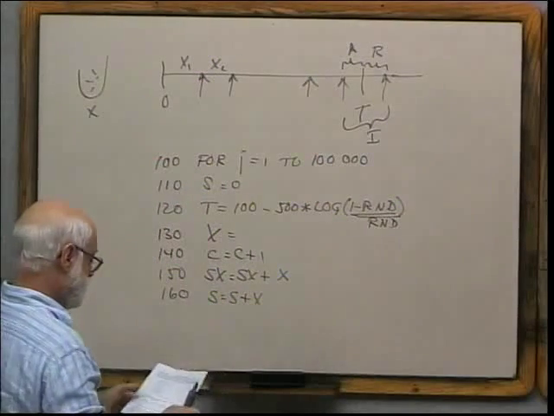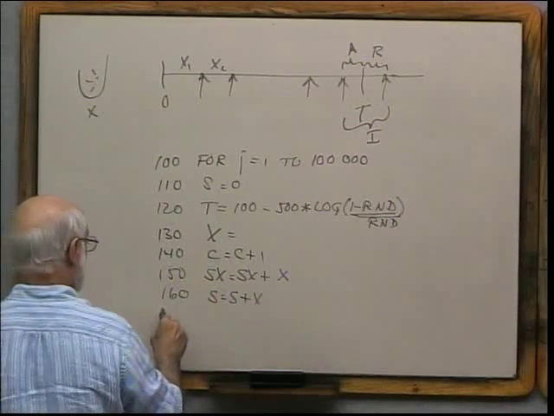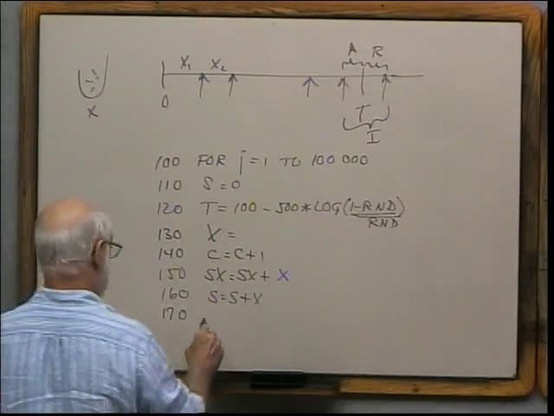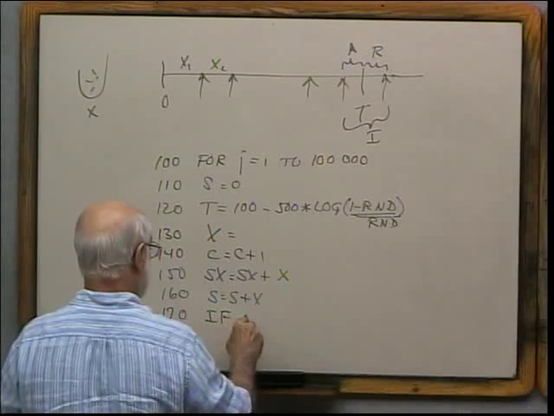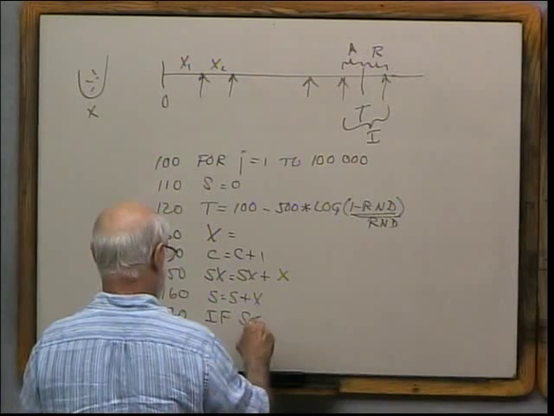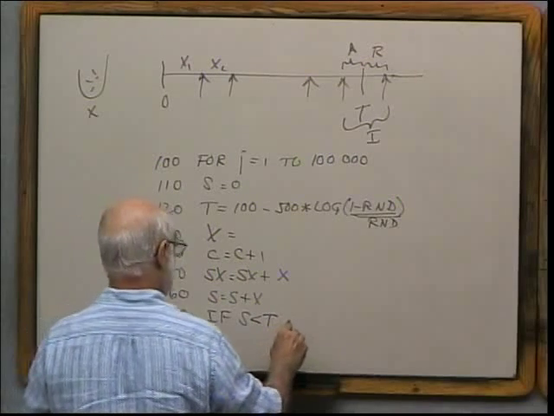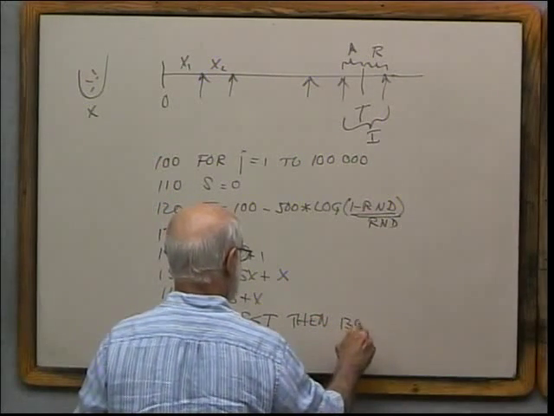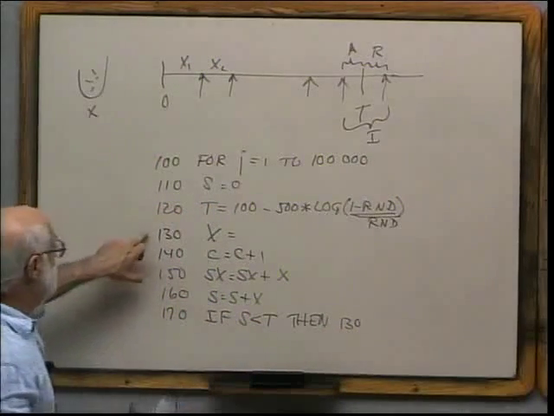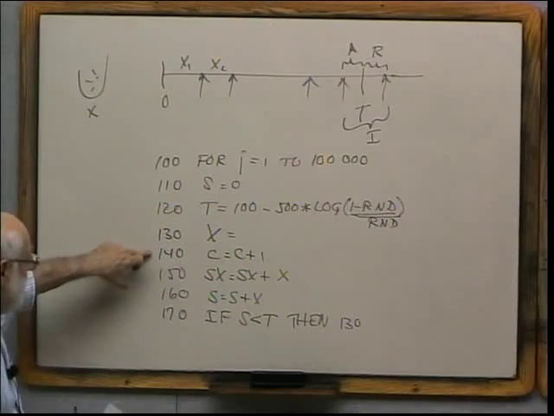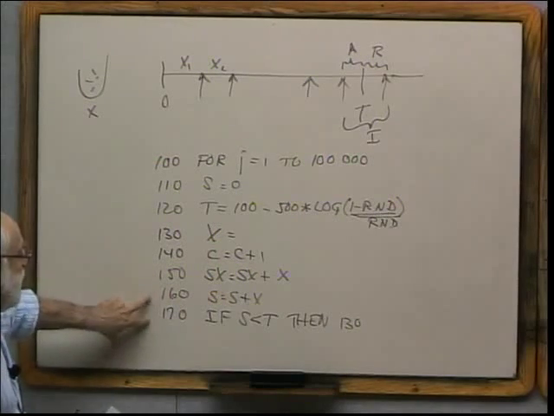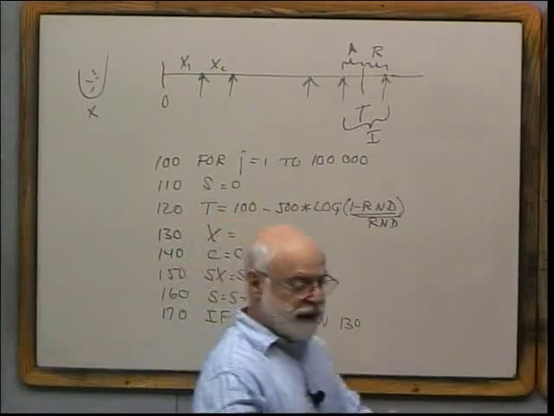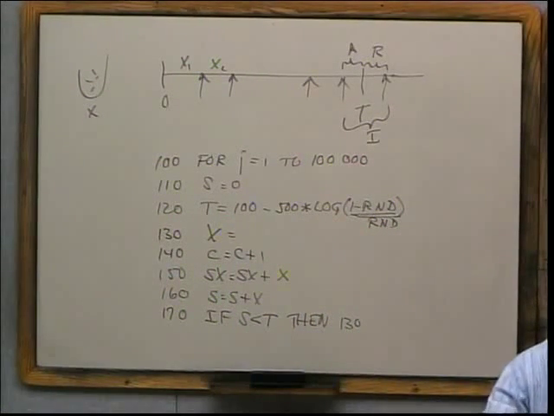Okay, here's number 170. This is the key. If the sum of the x's is less than t, then I want to go to 130. So when I go to 130, I pick a new x, I count it, I accumulate them, and then I compare that to the t, and I keep on doing that. And let me tie my shoe before I fall down.